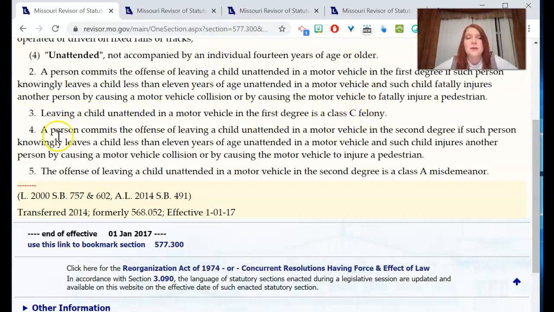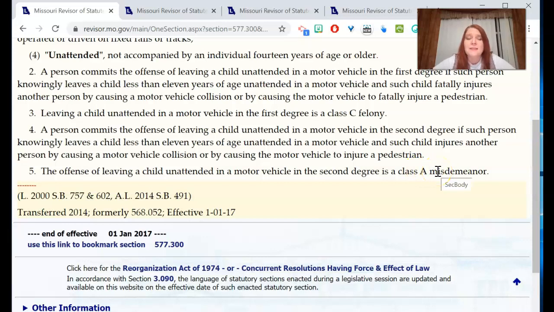The second one says a person commits the offense of leaving a child unattended in a motor vehicle in the second degree if such person knowingly leaves a child less than 11 years of age unattended and such child injures another person by causing a motor vehicle collision or by causing the motor vehicle to injure a pedestrian. So the first one was fatally injuring a pedestrian, and the second one is just injuring a pedestrian, and that one's a Class A misdemeanor.